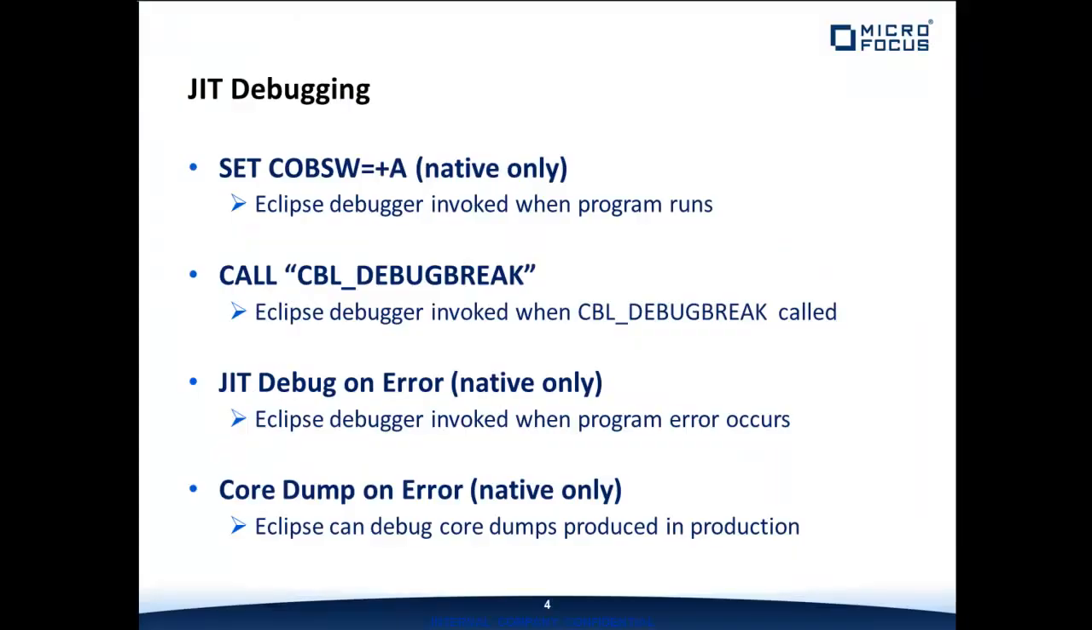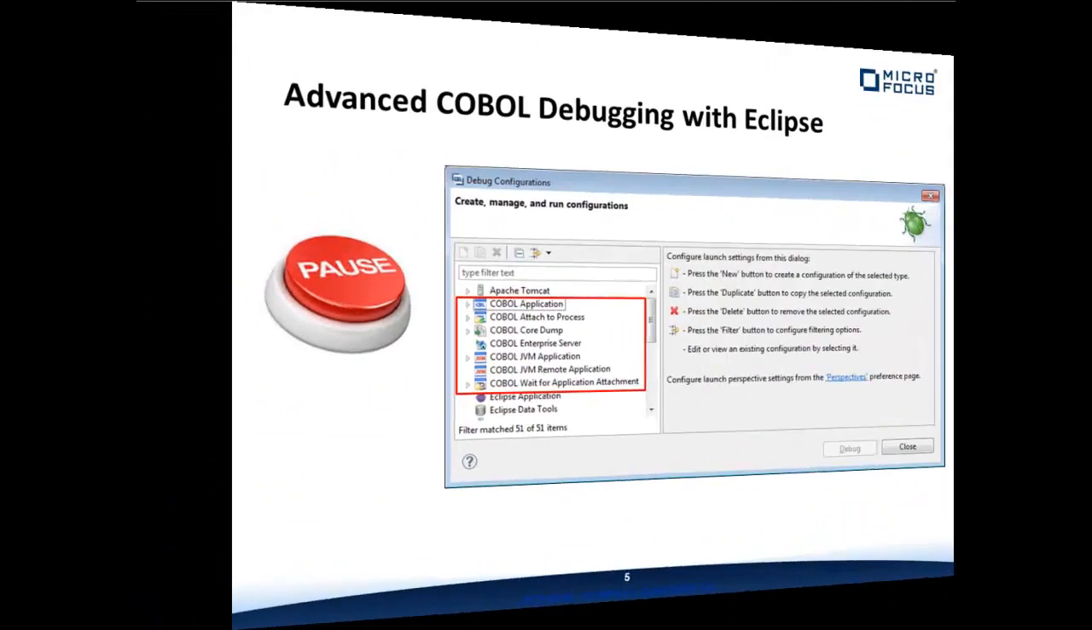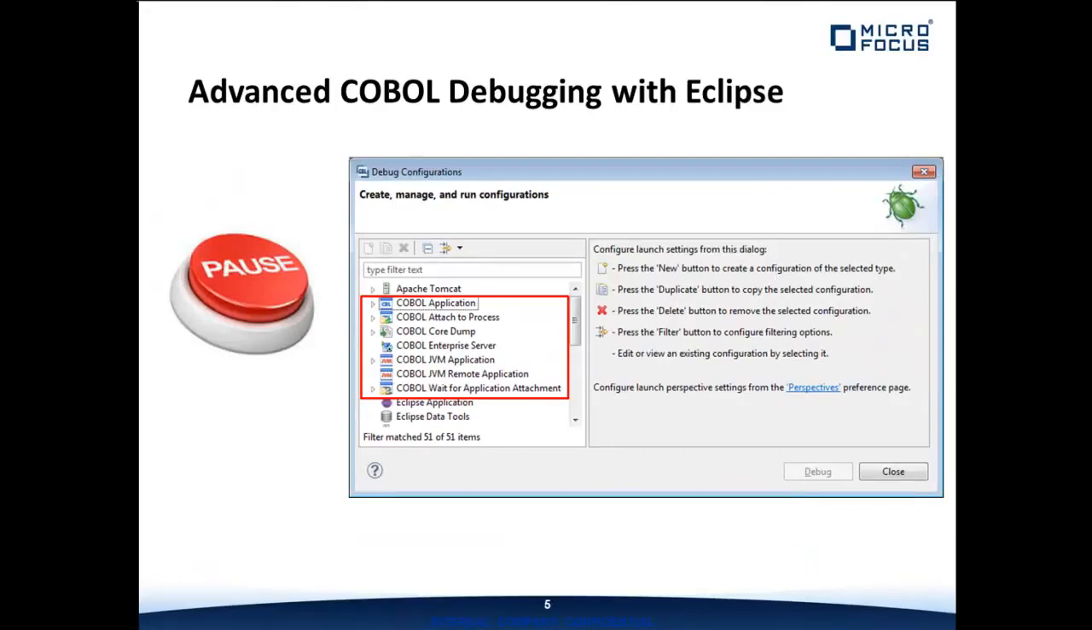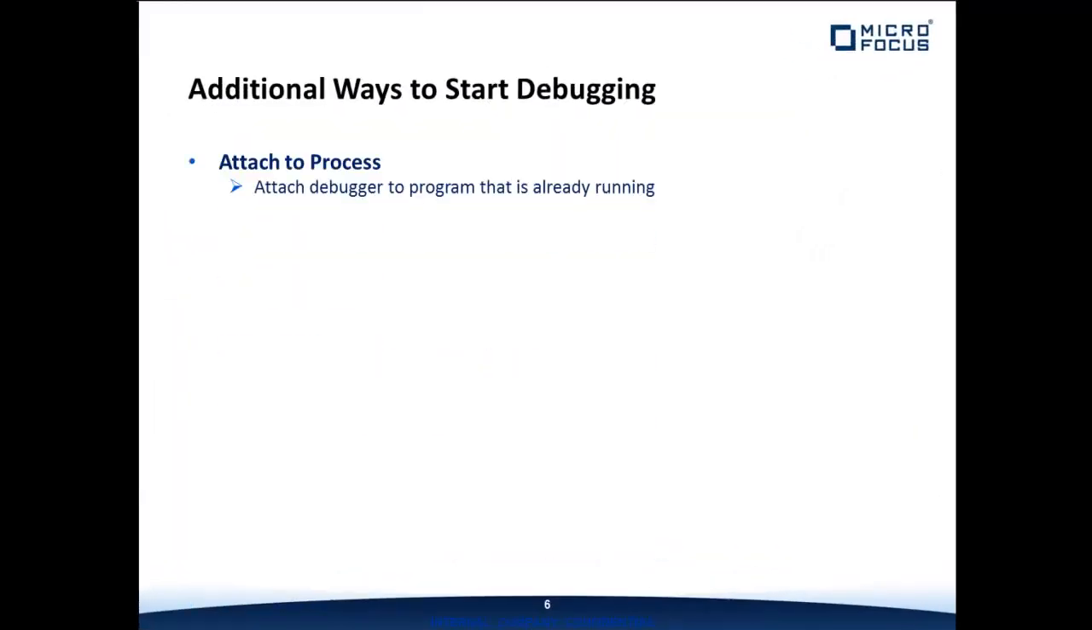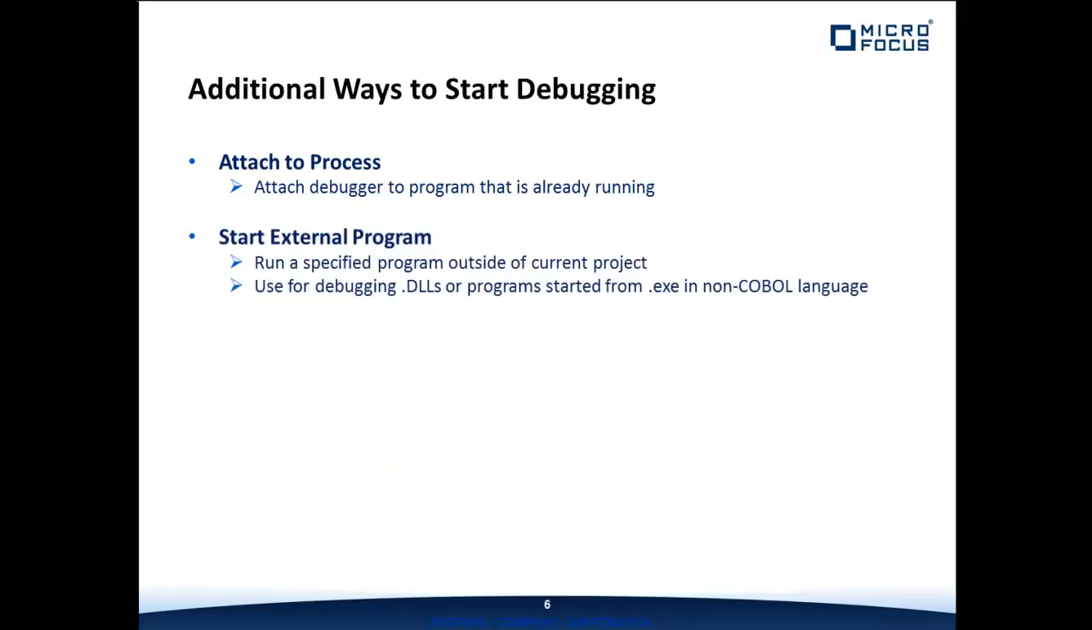There are a variety of advanced ways that the Eclipse debugger can be used for debugging your application. Some of the options that are available to you include Attach to process. This allows you to attach the debugger to a program which is already running. Start External Program allows you to run a specified program outside the current project. This can be used for debugging DLLs or shared objects, or programs started from a non-COBOL language.